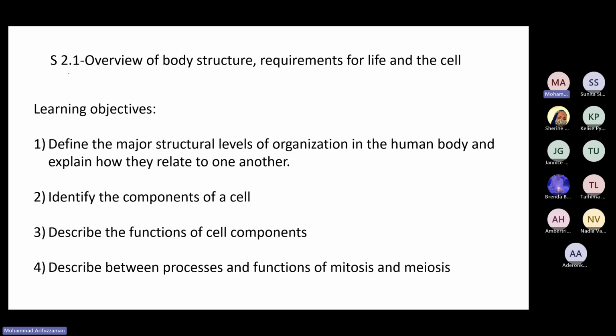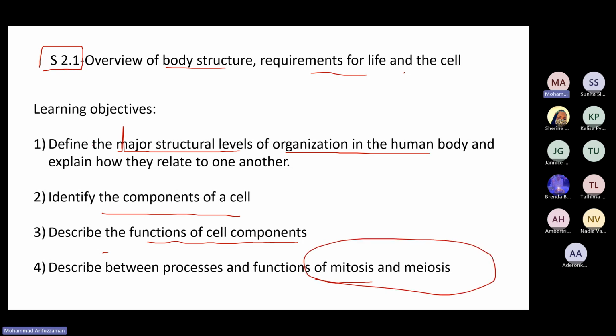Now chapter 2.1, the science chapter 2.1, where you will learn the overview of body structure, requirements for life, and the cells. So the learning objectives for this chapter: you will be able to define the major structural levels of organization in the human body. You will identify the components of a composite cell, describe the functions of cell components, and then cell division, mitosis and meiosis.